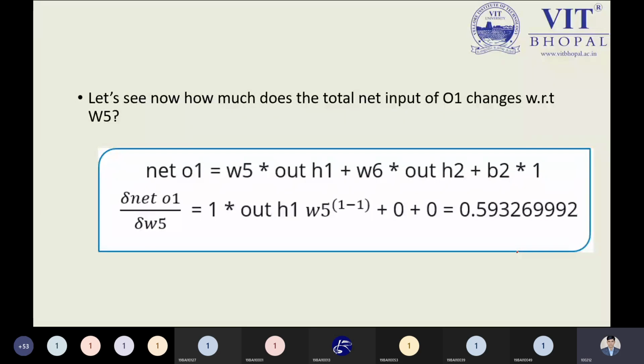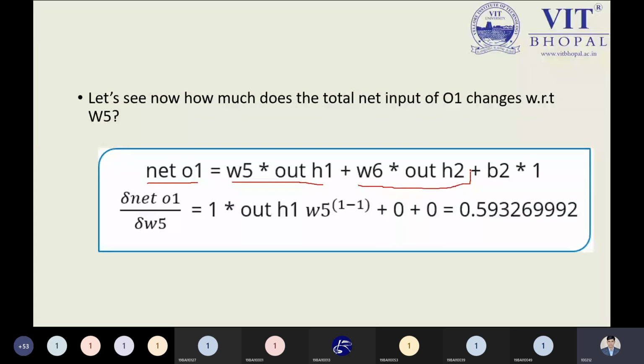So at this time, you are just trying to calculate the partial derivation of net O1 with respect to W5. Definitely you will get this value. Net O1 and W5 are coming together, so this equation is better for getting the derivation. The value which is multiplied along with W5 will be considered for calculation. The rest of the part becomes a constant, so it will provide zero.